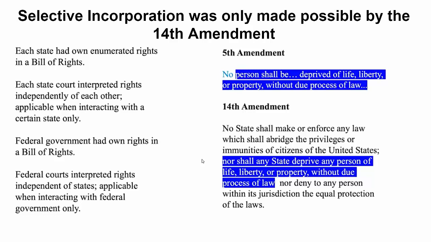Well, selective incorporation couldn't take place until we got the 14th Amendment, because it was the 14th Amendment, when it was passed, that opened the door to the application of amendments to the states. The Fifth only says no person shall be deprived of life, liberty, or property without due process of law. But this additional 14th Amendment, which said, nor shall any state deprive any person of life, liberty, or property without due process of law, that was the key clause, the key addition that allowed for incorporation to take place.